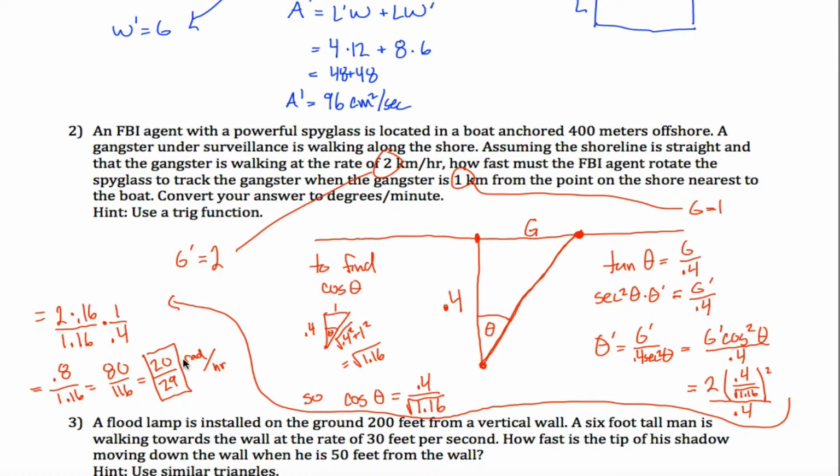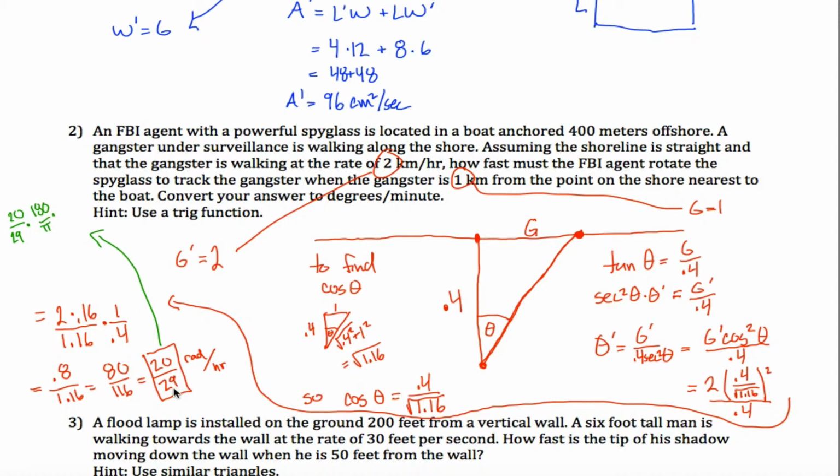So this is 20 over 29 radians per hour. The question asked me to convert into degrees per minute. So I guess if I'm going to convert into degrees per minute, to change radians into degrees, I multiply by 180 and I divide by pi.